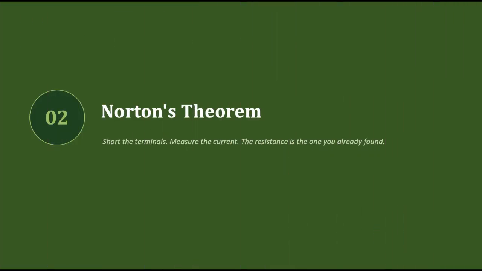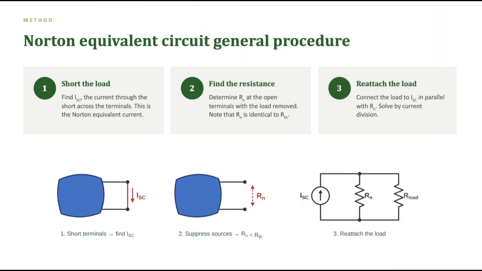Now, let's have Norton's theorem. Everything you just learned about Thevenin, or RTH, transfers unchanged. Only the source changes form. Structurally identical, with one substitution. Where Thevenin opened the terminals, Norton shorts them. Where Thevenin got a voltage, Norton gets a current.